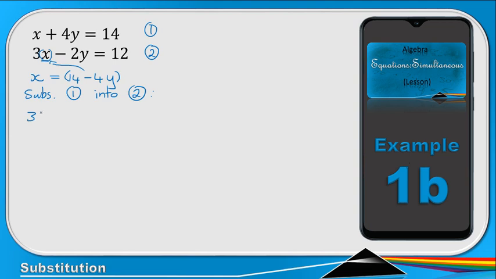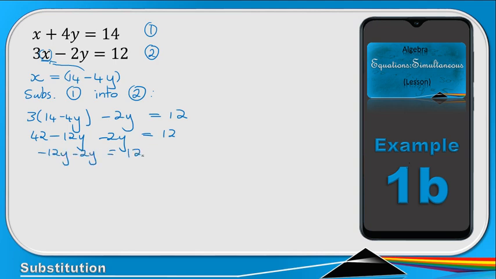So this is going to be 3 times (14 − 4y) − 2y = 12. And then we multiply out the brackets. So 3 times 14 is 42, minus 12y, minus 2y equals 12. Okay, solve for y. We take the constant over to the other side. So this is −12y − 2y = 12 − 42.